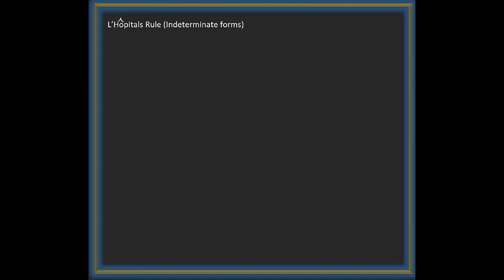So now in this lecture, I'm going to talk about some limits of functions by L'Hopital's rule, and we'll see what is indeterminate form. We take an example: as x approaches 0, e to the 2x minus 1 over tangent 3x.